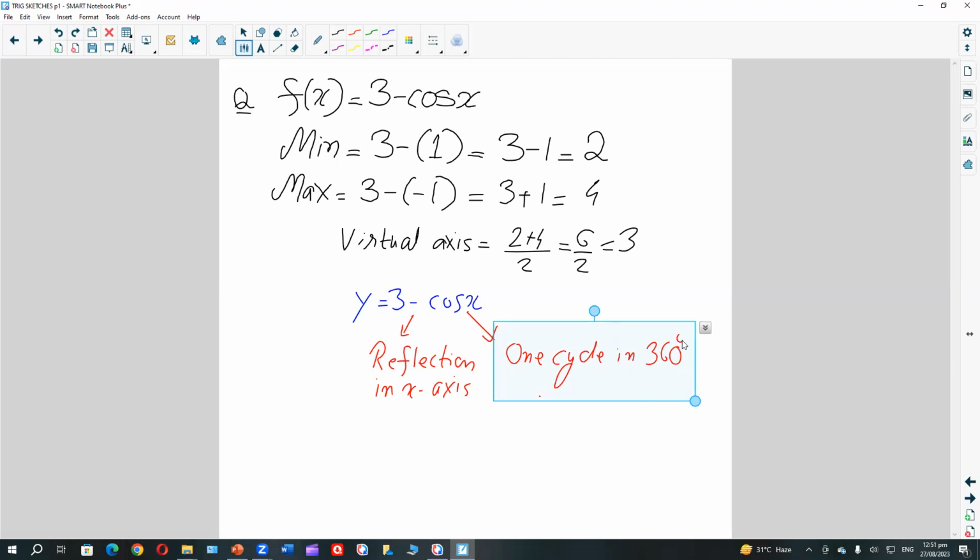Sir, the number 3 means that it's going to be 3 in amplitude. The 3 means that it is 3 units up. And the minus sign means reflection in the x-axis. All right, done.